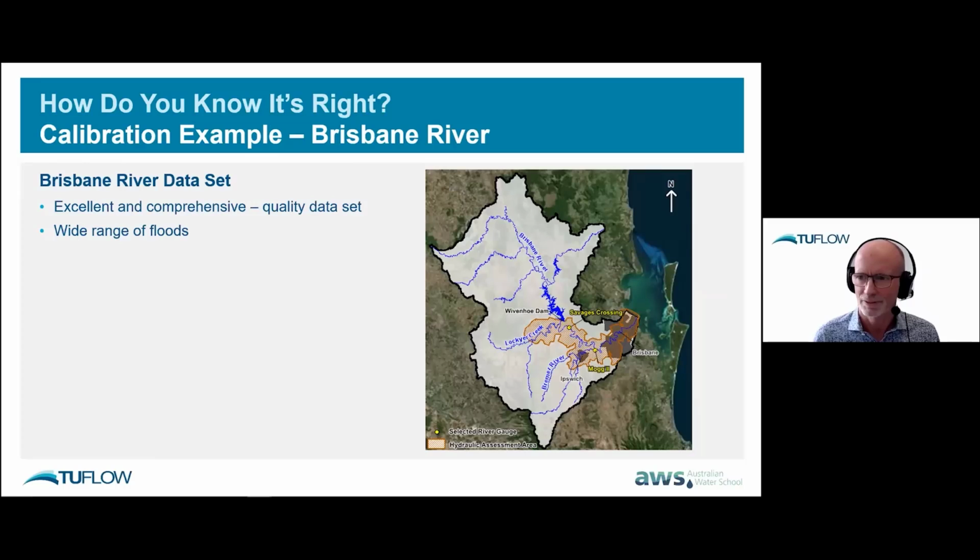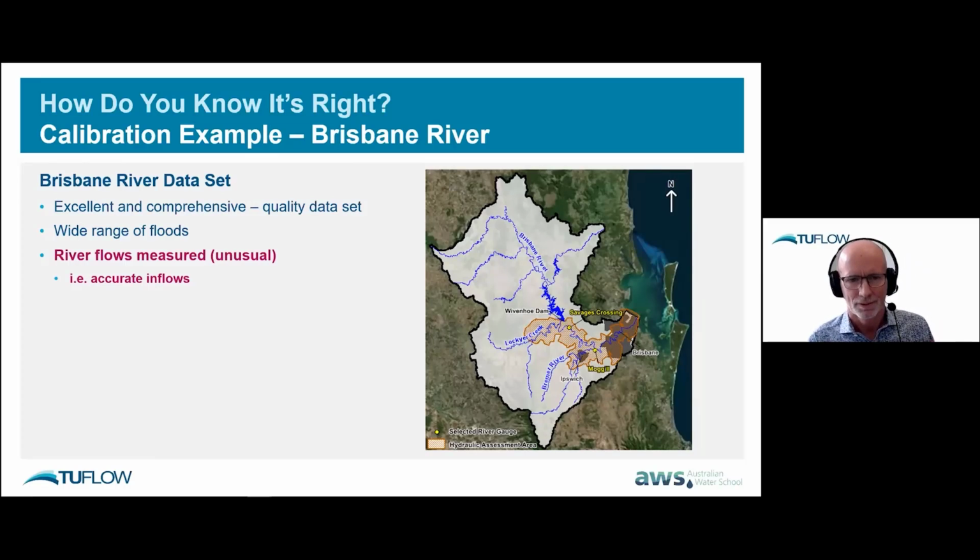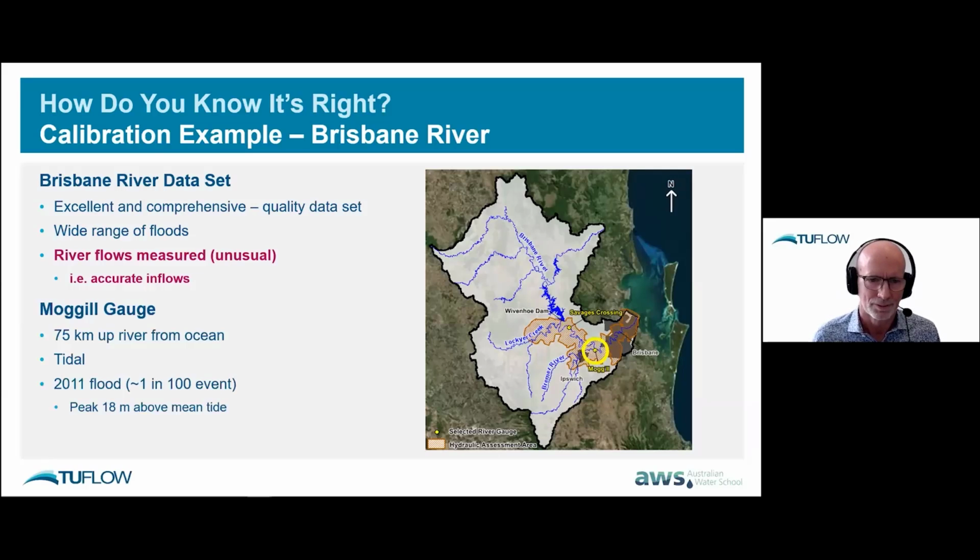It covers a wide range of floods. But what's really special about the Brisbane River data set is that for three of those floods, they actually measured flows very close to just upstream of the CBD. So they had a very good idea of how much water is actually flowing down that river system. And that's really rare in our industry. We often have lots of water level recordings, and we might have some rainfall recordings, but it's very rare that we have really good measured flows at high floods. Yeah, very unusual.